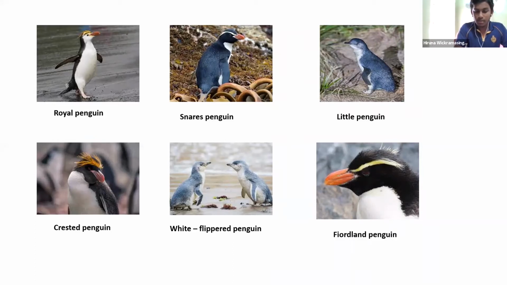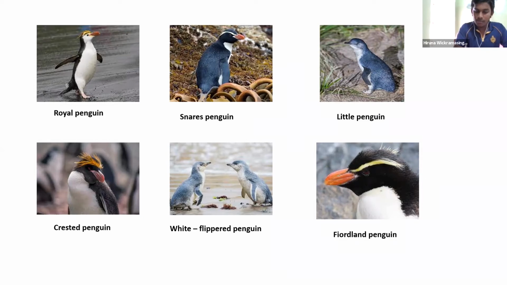Next is the little penguin. The little penguin is the smallest species of penguin. It grows an average of 33 centimeters in height and usually weighs about 1.5 kilograms. The next species is the crested penguin. This species is a medium-sized one. Crested penguins are endemic to New Zealand, and on average crested penguins live to be 15 years.